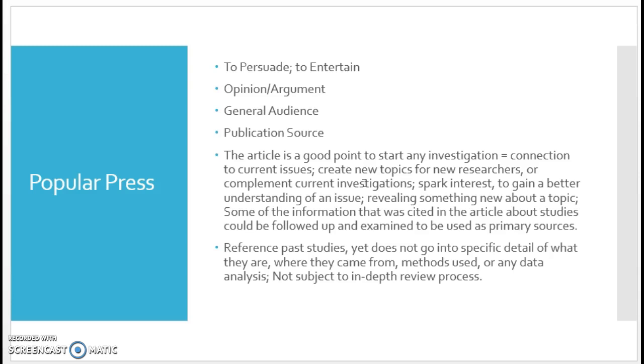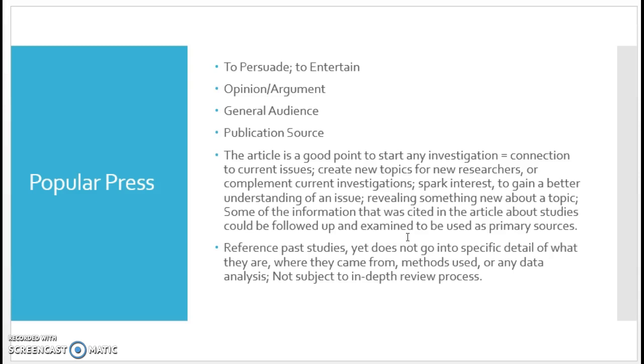In addition, in this particular article, we saw that some of the information that was presented or cited talked about more scholarly studies, and you could use this article as a jumping point and go find those more scholarly studies to read and use in a paper. So you may cite this. It might be something you cited in an introduction to a paper to help you show the significance of the topic with a general audience.